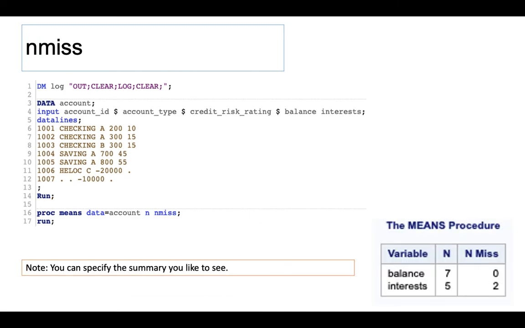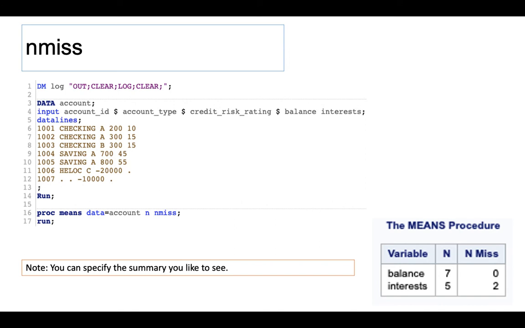The other thing is that when you want to calculate certain statistics that aren't the default, let's say instead of standard deviation, minimum, and maximum, you can specify the statistics you need just after the data. In this case, I want to see the number of observations and also the number of missing values. You can see from the right that for the interest, we have 5 observations without missing values and 2 with missing values. That helps you identify missing values in the data set. So if you want to see some statistics, just make sure you put them right after the data equal to count.